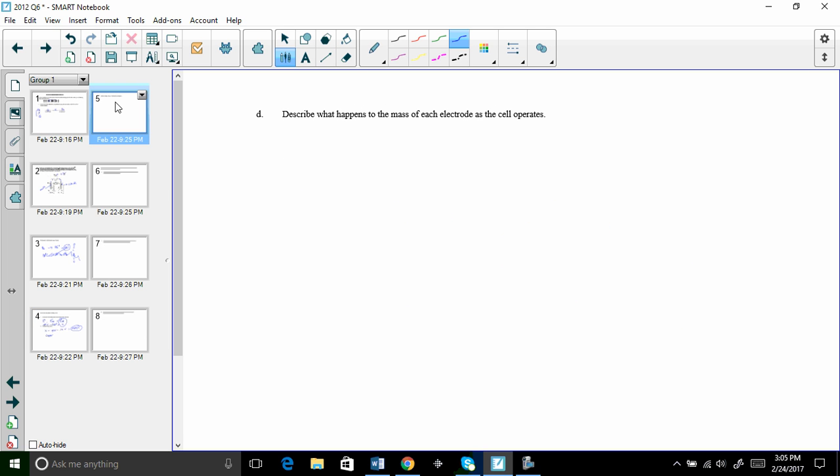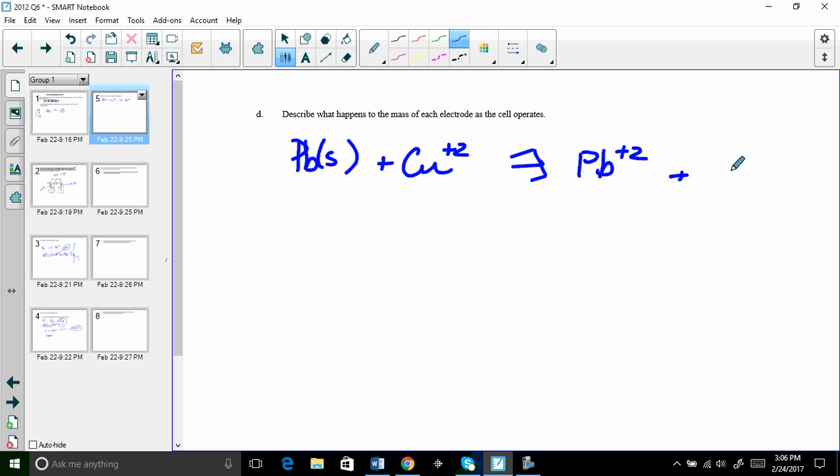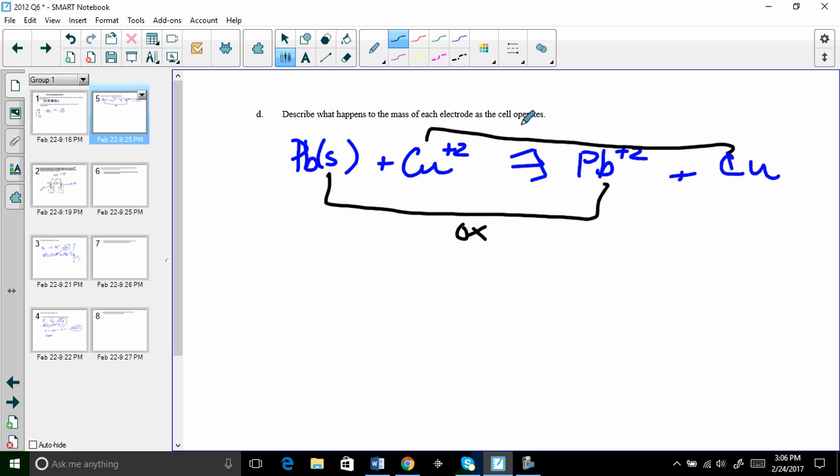All right, 5. Describe what happens to the mass of each electrode as the cell operates. So lead metal is turning into lead ions. Okay, so this is oxidation because the charge of lead is going up. And then copper must be reducing, so the charge of copper is going down. And so if I switch colors here, this is oxidizing. This is reducing.